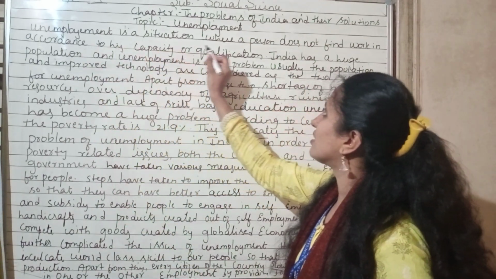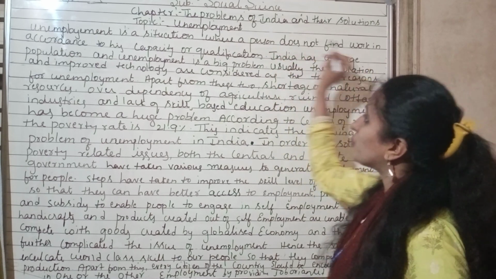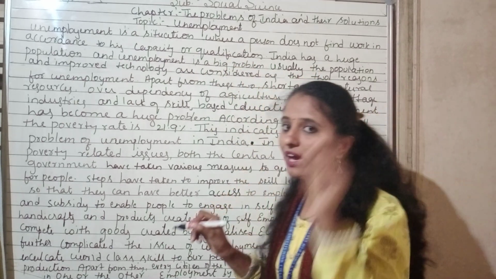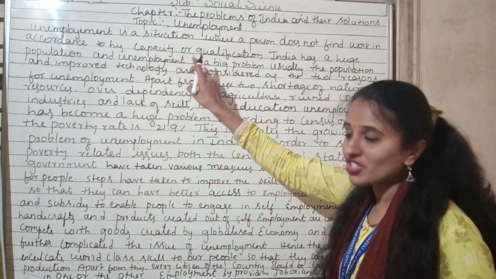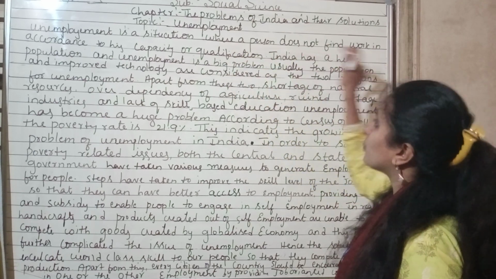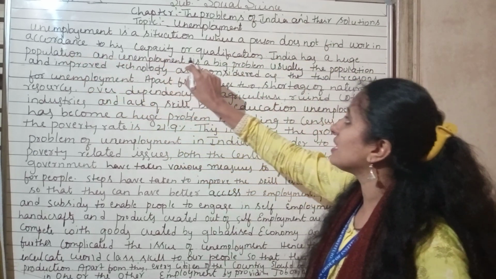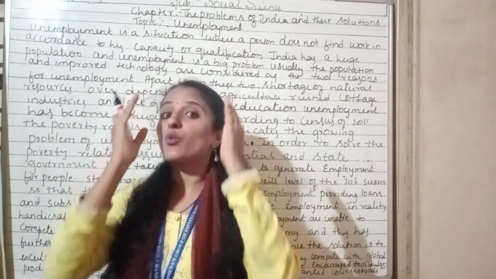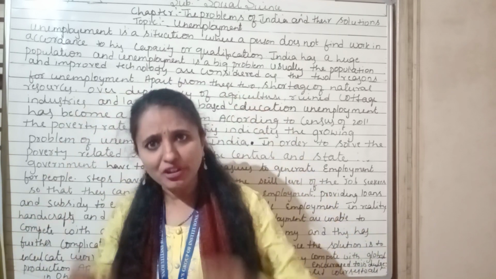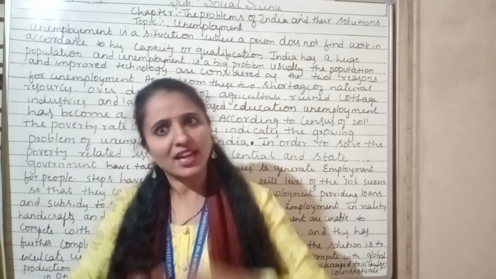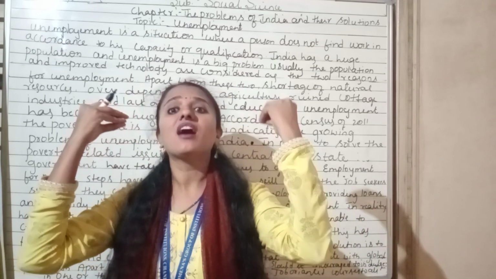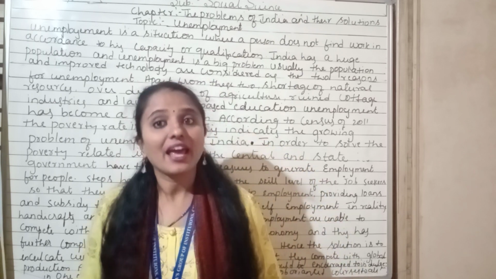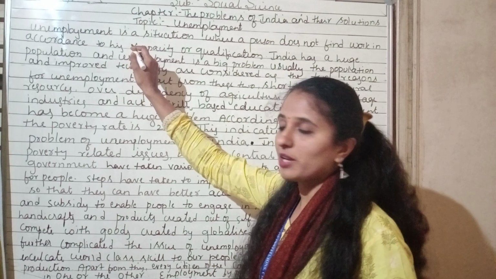Unemployment is a situation where a person does not find work according to his capacity or qualification. What do you mean by unemployment? If a particular person has qualification, right age, right skill, everything, but does not get a job opportunity, a person has education and everything, but he won't get a proper job, that is considered unemployment. You understood, children, what is the meaning of unemployment?